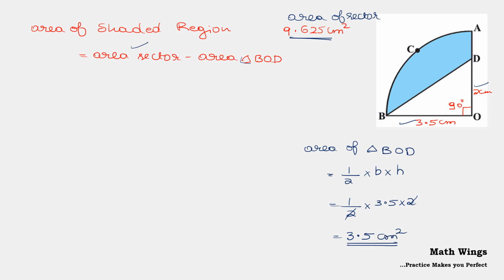Correct? Now, what's the area of the shaded region? Therefore, the area of the shaded region is equal to the area of the sector, which is 9.625, minus the area of the triangle BOD, that is 3.5. Therefore, what is the answer here? The answer here is 6.125 and the unit is centimeter square. Is this clear?